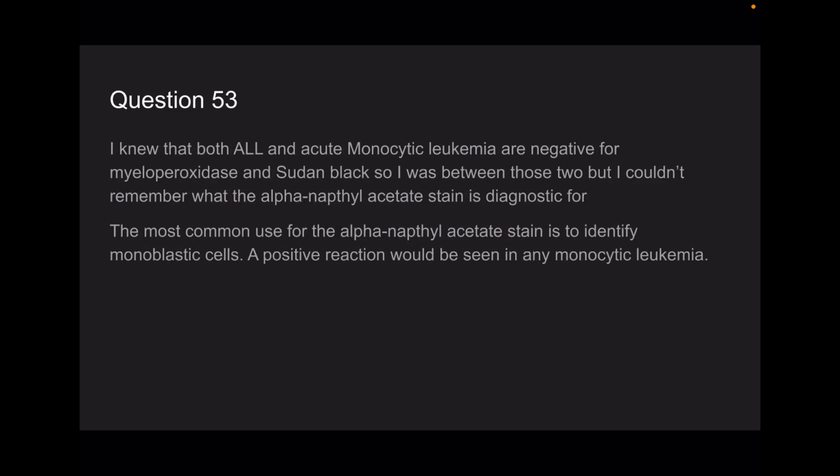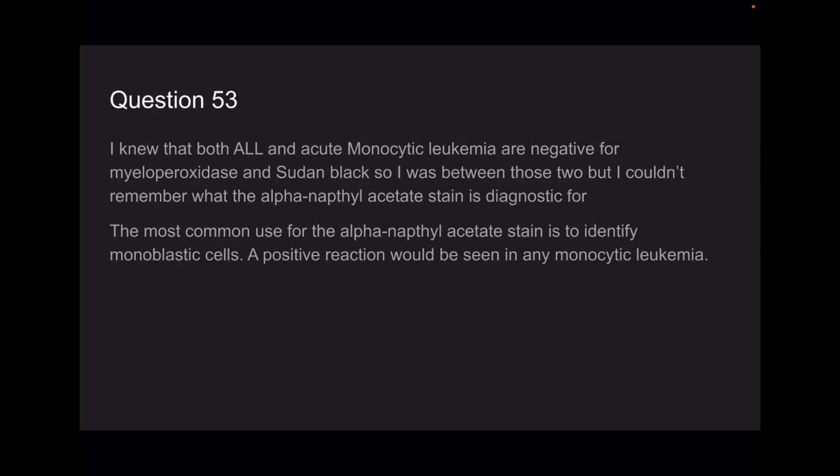Okay, this question says, a 41-year-old male arrived at the clinic with complaints of fatigue, malaise, and overall discomfort. Upon testing, the patient's CBC results were notably abnormal, with 30% blasts present along with anemia and thrombocytopenia. Bone marrow and cytochemical staining were subsequently performed. The cytochemical stains noted negative reactions to myeloperoxidase and Sudan black, but a positive reaction to alpha-naphthyl acetate. Which of the following conditions is most likely seen?